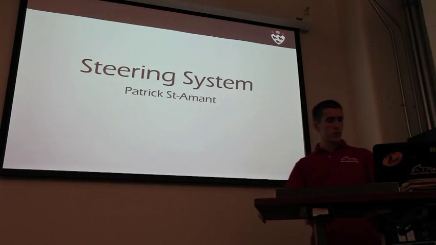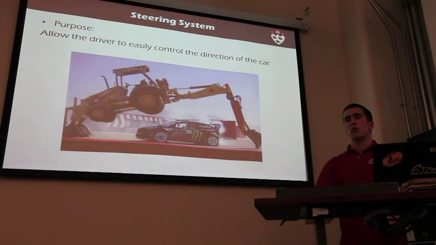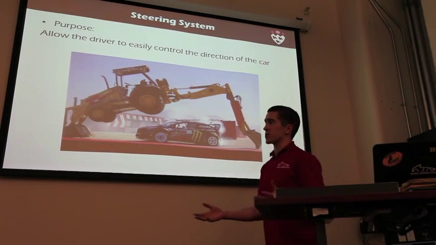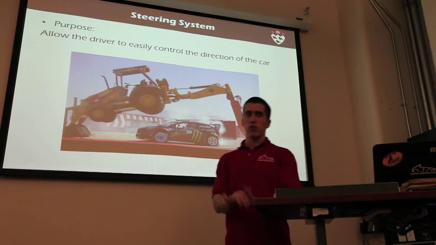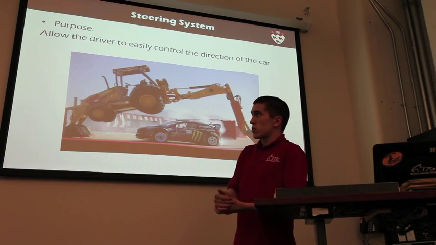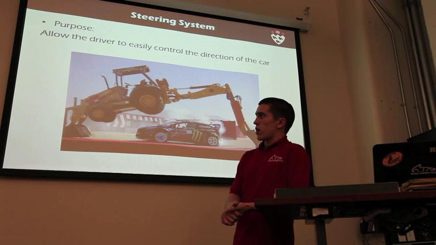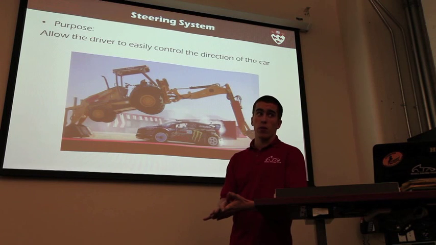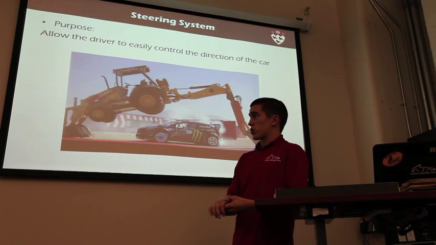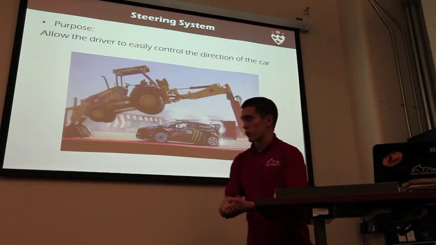So first of all, what is the purpose of the steering system? It's to allow the driver to control the car, to easily control the direction of the car. In our case, it's obviously to make the car go as fast as possible around the track in competitions, and not so much for the style.